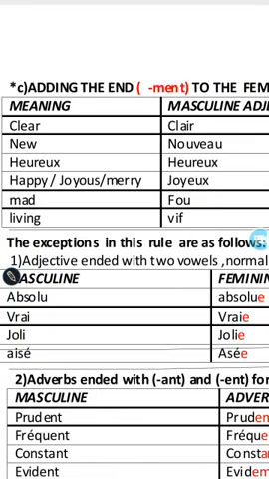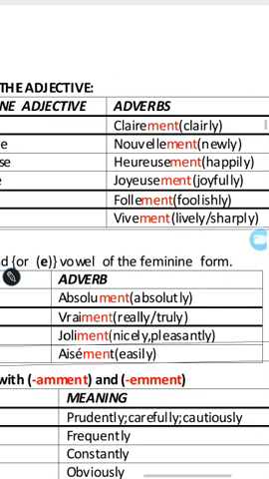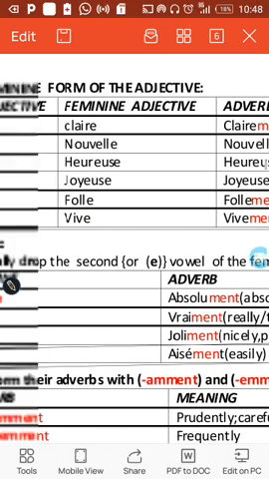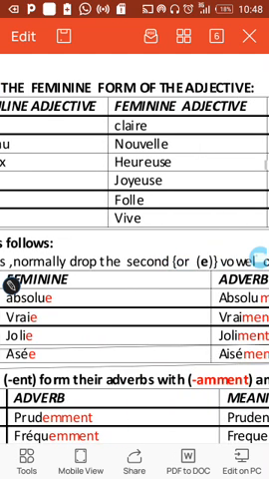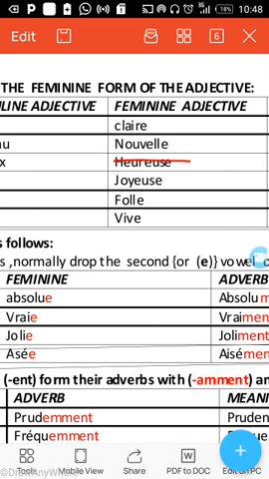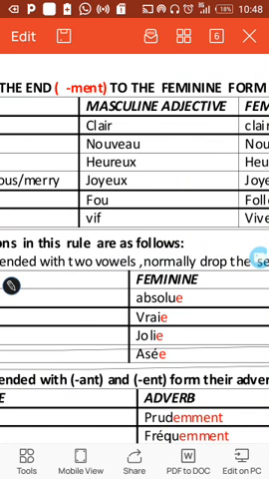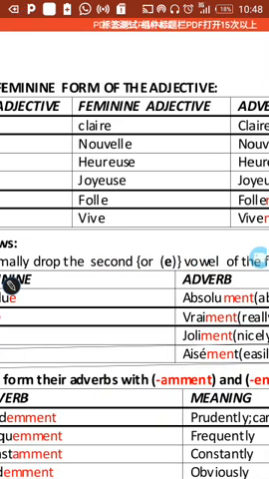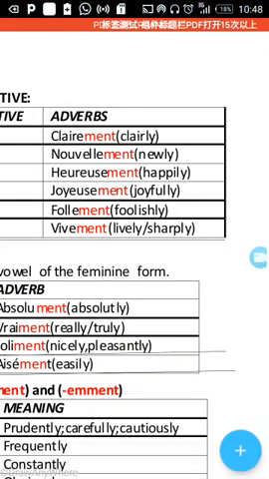We have heureux, happy. The feminine is heureuse, and the adverb is heureusement, happily. You have another one, joyeux, joyous, merry. The feminine is joyeuse, and the adverb is joyeusement, joyfully. You have fou, mad, fool. The feminine is folle, and the adverb is follement, foolishly. You have vif, lively, living. The feminine of vif is vive. Vivement, sharply. Another way to form an adverb is to use the masculine.